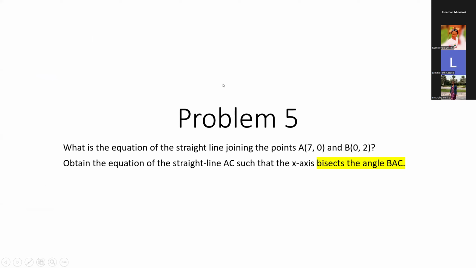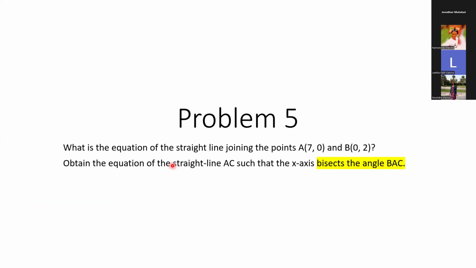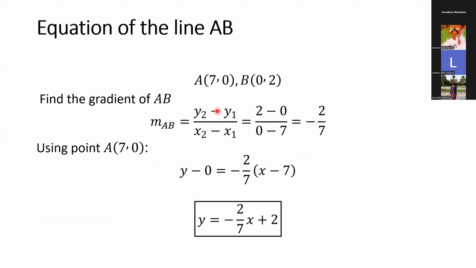Yeah, so we are looking at problem 5 right now, and it says, what's the equation of the straight line joining points A, which is (7, 0), and B, (0, 2). We are required to obtain the equation of the straight line AC, such that the x-axis bisects the angle BAC. We are going to start with finding the equation for line AB.